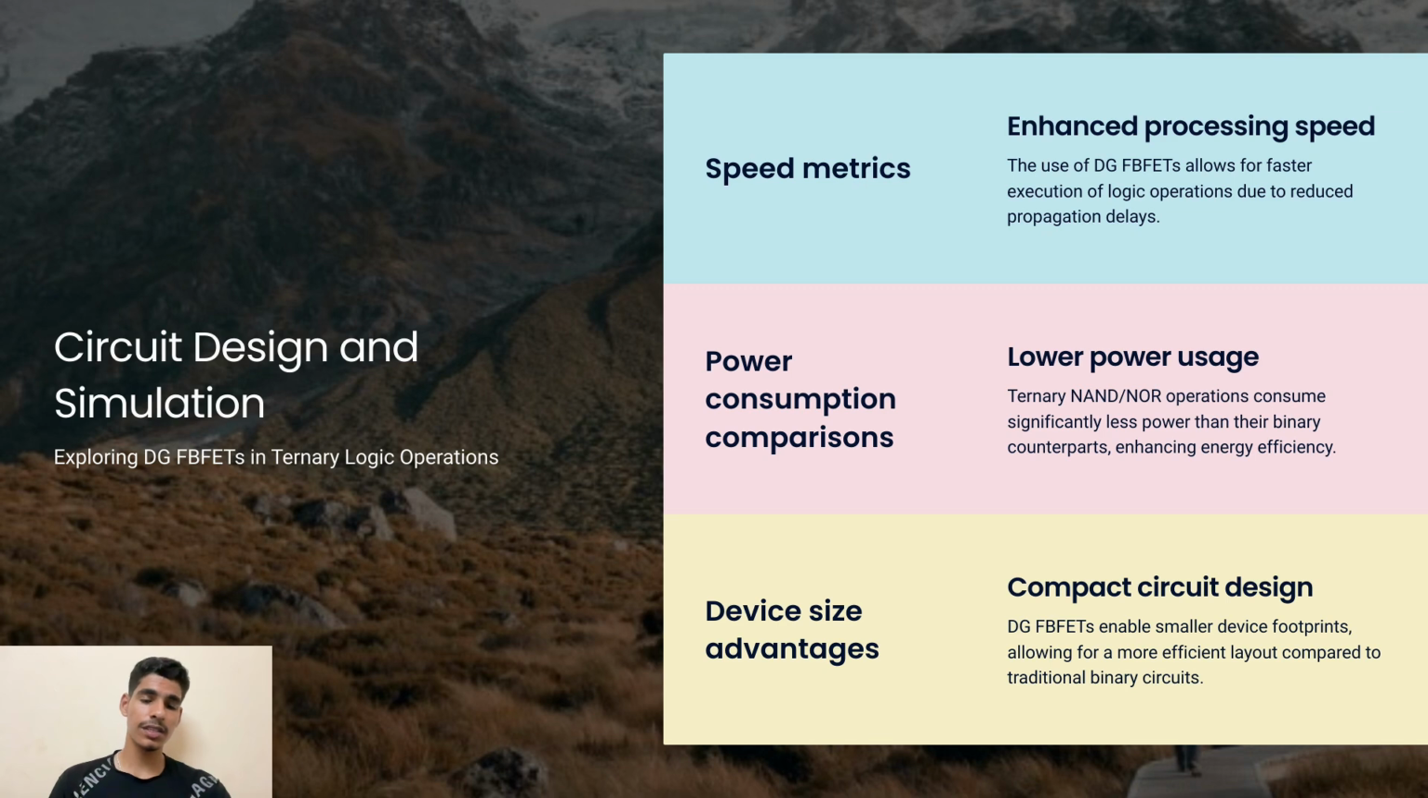Here in the circuit design we are generally seeing three points: speed metrics, power consumption comparisons, and device size advantages. On speed, as we discussed in the previous two or three slides, DGFBFETs give faster execution of logic operations and reduced propagation delays. Then in the power consumption comparison, it consumes less power. Ternary NAND NOR operation consumes significantly less power than binary, enhancing energy efficiency. We also have the advantage of device size, with a compact circuit design. It can be easily set up in any normal device.